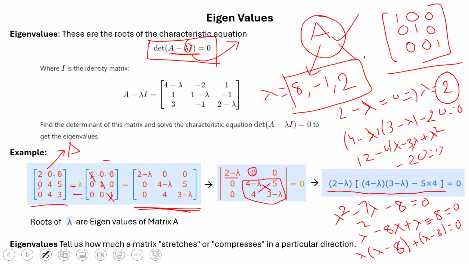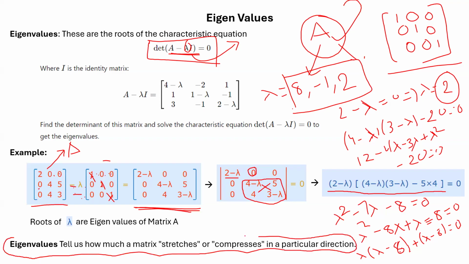Okay, don't stress too much on this, you will understand after the next slide. Eigenvalues tell us how much a matrix stretches or compresses in a particular direction. What that direction is, you will understand later. Let's come back to this, but eigenvalues just tell us the stretch or compression in a particular direction.